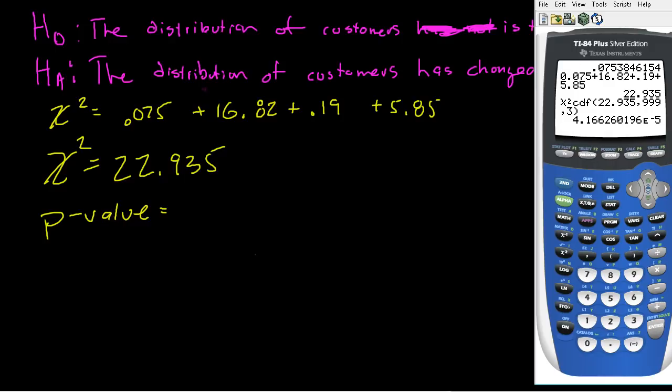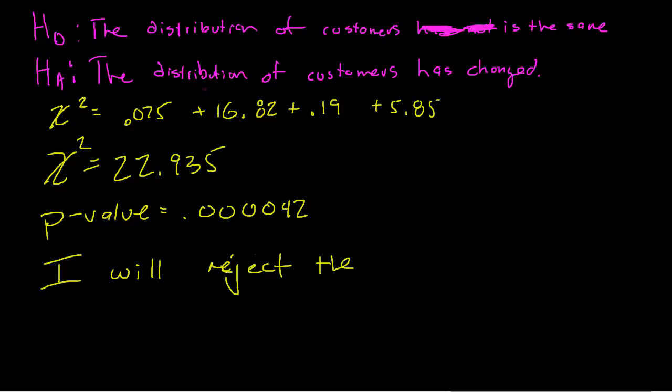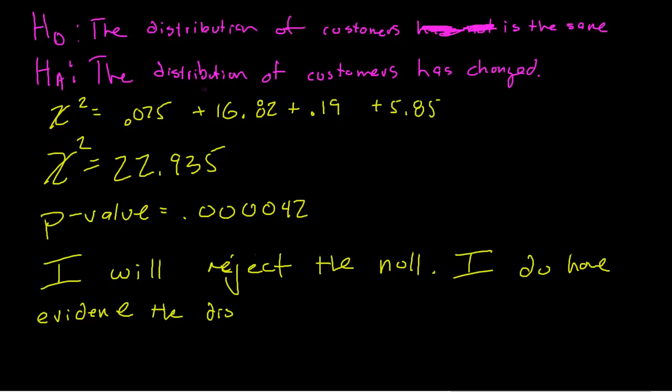And that gives me a p-value of, whoa, look how low that p-value is. 0.00042. So with that, I will reject the null. And what rejecting the null means is I do have evidence to go with the alternative. So I do have evidence that the distribution of customers at the store has changed.